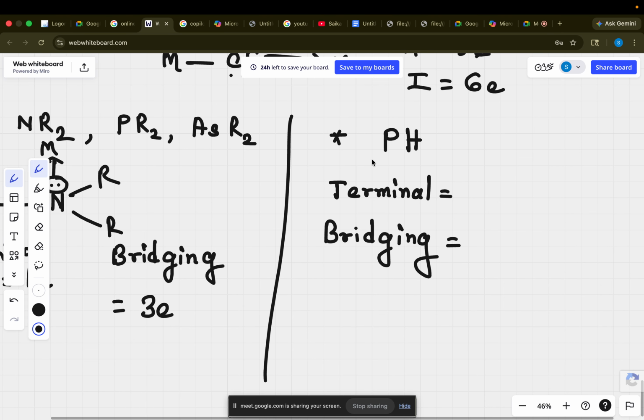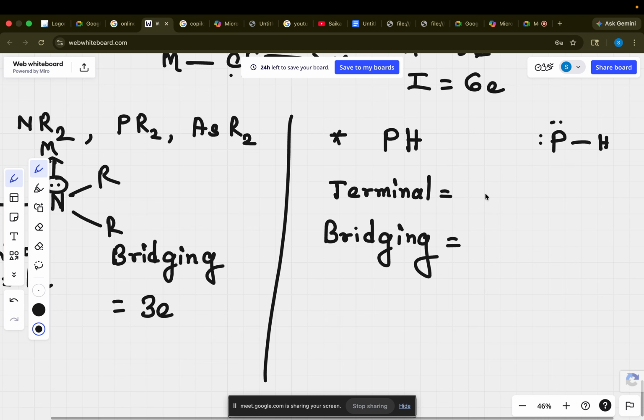Again, phosphorus is a nitrogen group member, right? So phosphorus has 5 valence electrons. Out of these 5 valence electrons, it is already forming a bond with the hydrogen. So how many electrons are left? 4 electrons left. So 2 electrons here and 2 electrons here.